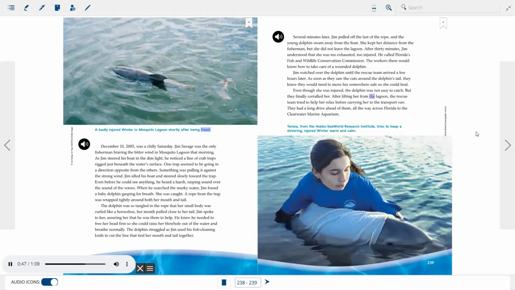After lifting her from the lagoon, the rescue team tried to help her relax before carrying her to the transport van. They had a long drive ahead of them, all the way across Florida to the Clearwater Marine Aquarium. Teresa, from the Hub's SeaWorld Research Institute, tries to keep a shivering, injured Winter warm and calm.